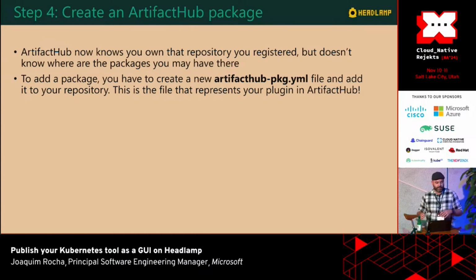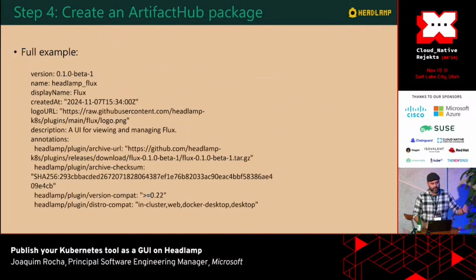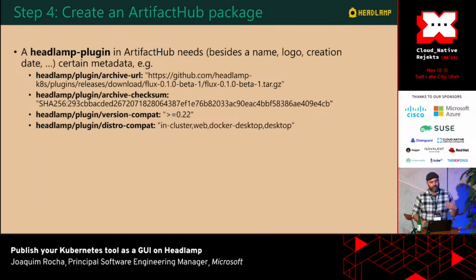Now this is the way that ArtifactHub works for all the package types, by the way. There's nothing new here. The package types have a common base. You have to give it a name, a logo, a creation date, a bunch of stuff like this. And then usually they have annotations related to the package type. In our case, the annotations that we have so far are these four: the archive URL, the archive checksum, the version compatibility, and the distro compatibility.